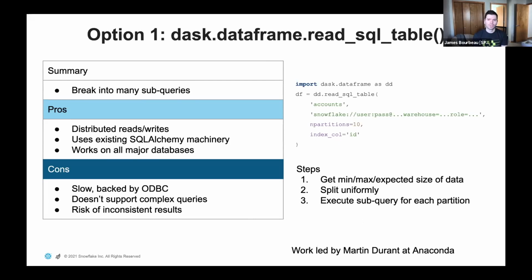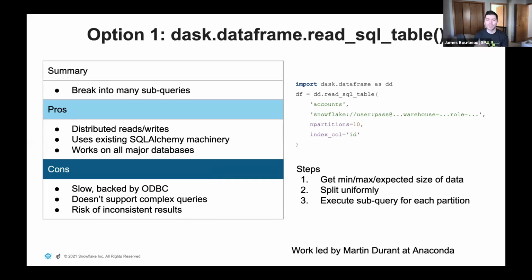So what happens under the hood here is, you can imagine having a giant table of time series data. You can imagine taking the querying to get the minimum and maximum and get a sense for the expected size of the data, the minimum and maximum in time, and then splitting up that time series data set into a bunch of smaller, uniformly sampled queries, and then executing each of those queries for each partition of this data set in parallel. That's what read SQL table does under the hood. This work was led by a handful of engineers, led by Martin Durant at Anaconda.